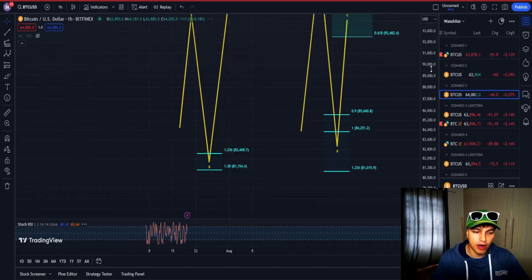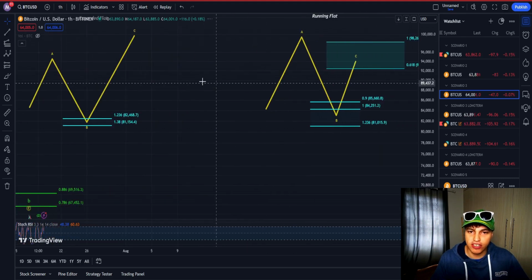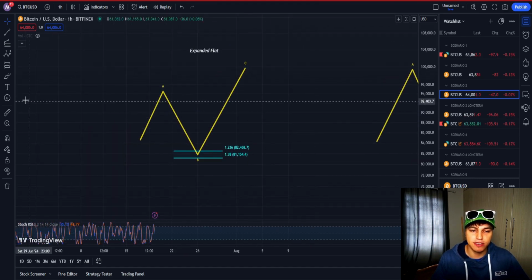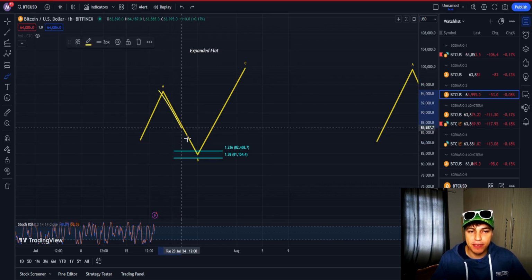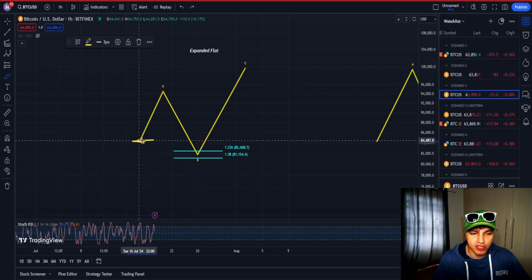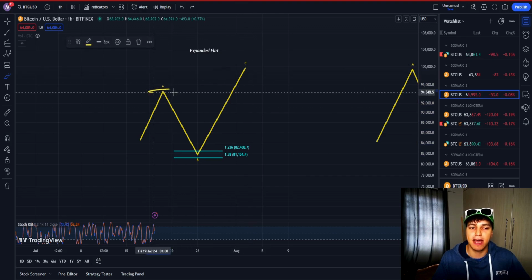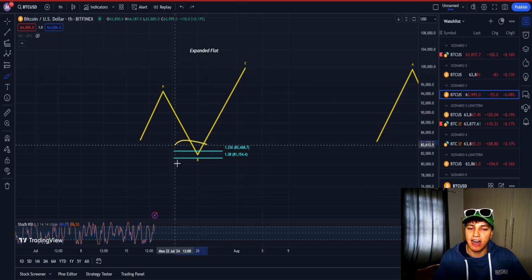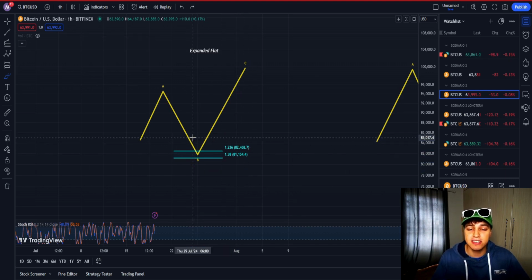Let me go to the hourly time frame. An expanded flat structure is what we have playing out here, where we have an A wave up or down, a B wave then retracing past the A wave low, and a C wave that expands past the A wave high. Often this B wave target is around the 1.236 to the 1.38.